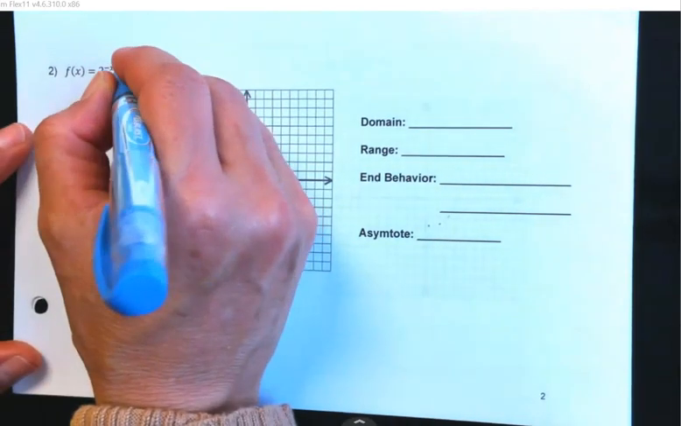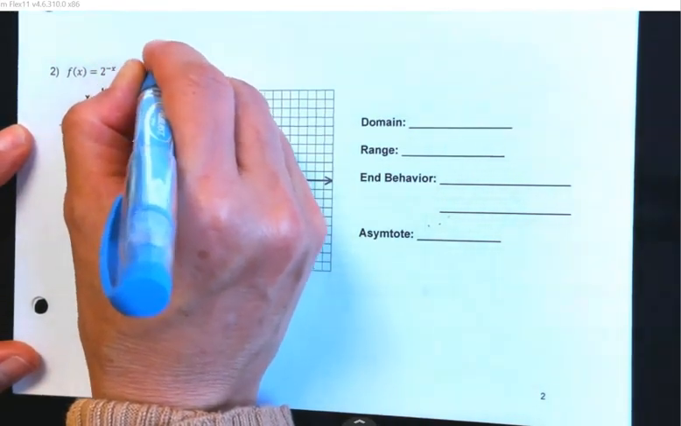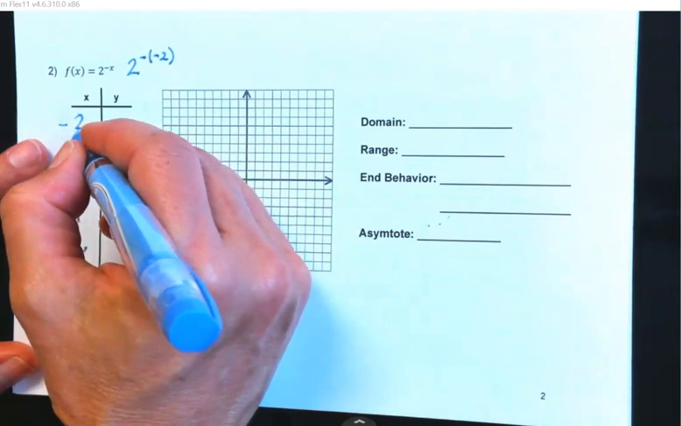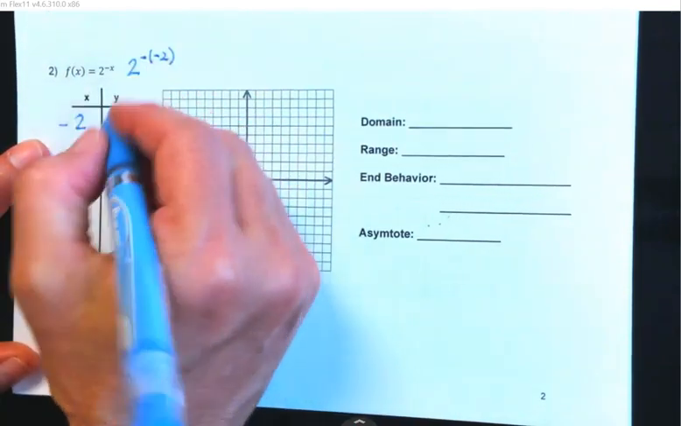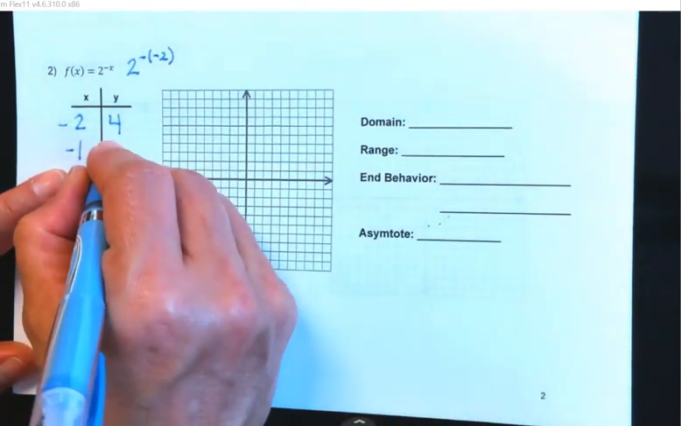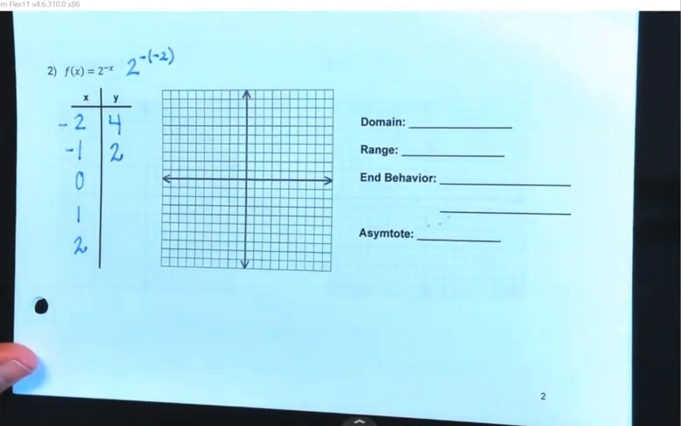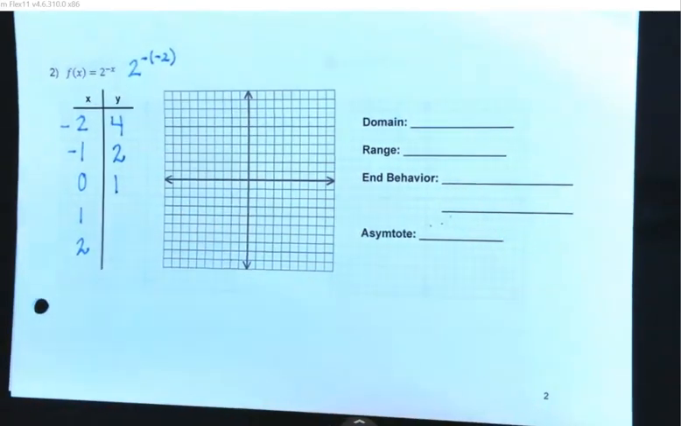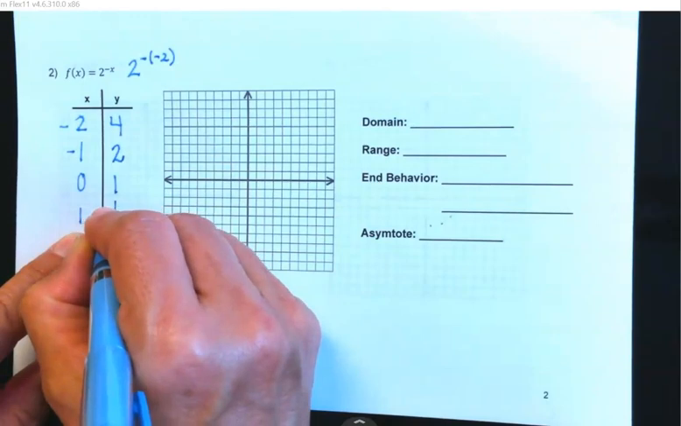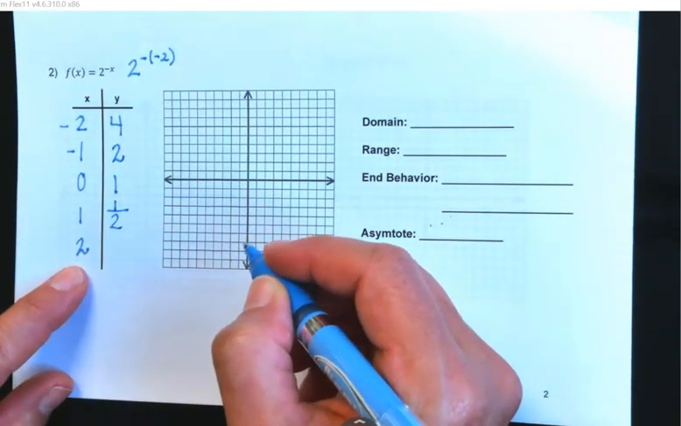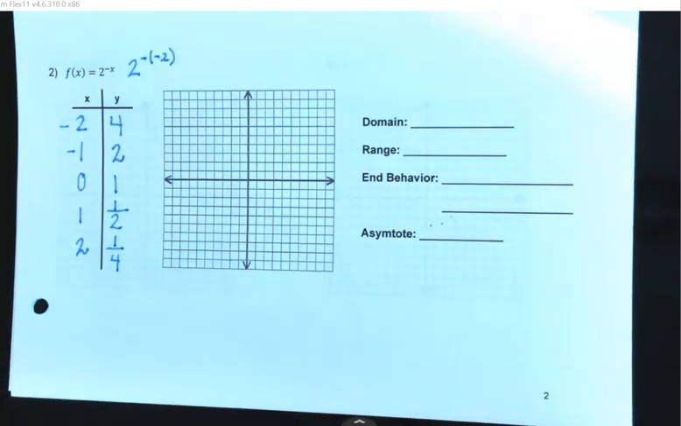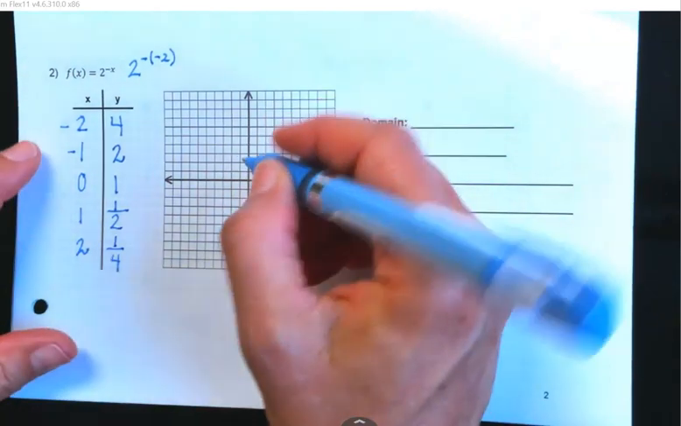Right, here we go. So look, when you take 2 and raise it to the -2, that turns into a positive. So 2 raised to the -2 because of the negative x is going to be a 4. 2 to the negative first is going to turn into a 2. 2 to the 0. And then look, here's where your fractions start happening. So 2 to the 1 is going to be 1/2. 2 to the 2 is going to be 1/4. So the best you can, let's plot these ordered pairs from the origin.